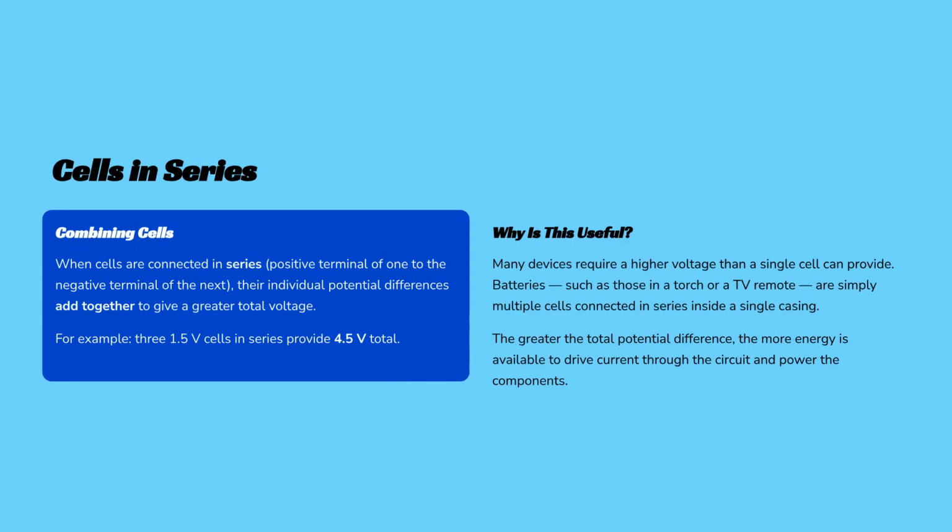Cells connected in series act together to provide a greater total voltage. By connecting the positive terminal of one to the negative of the next, their potential differences add up.